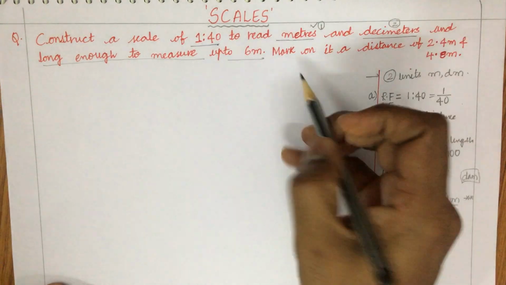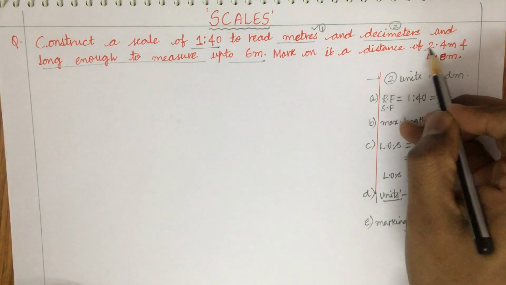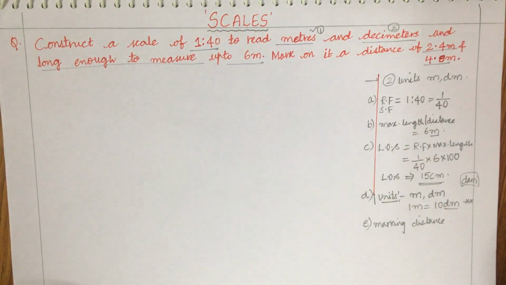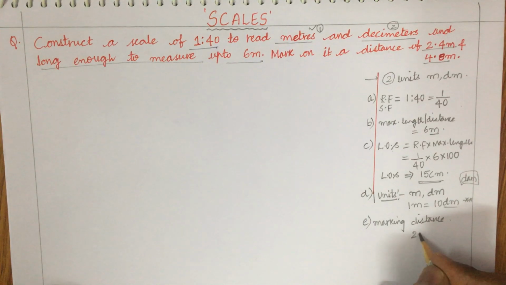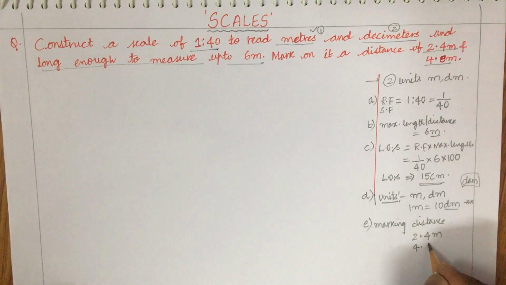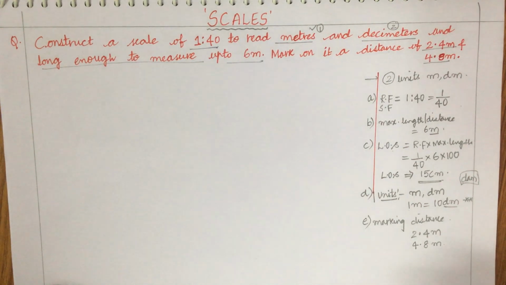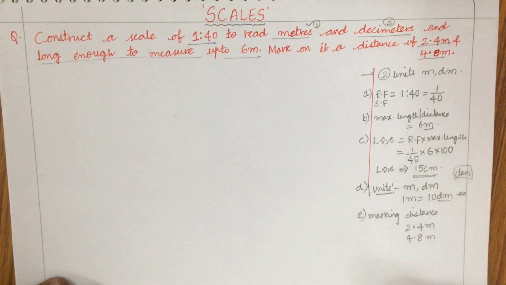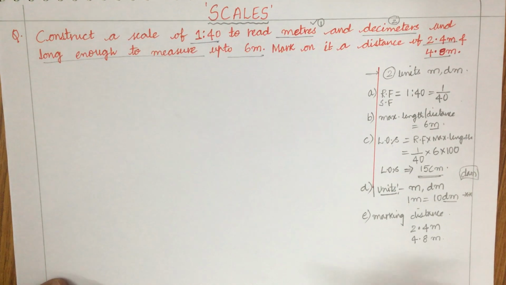If you look at this problem, mark on it a distance of 2.4 meter and 4.8 meter. Make sure to work out all of this very neatly, and you are supposed to work it all out in the booklet provided for you, not in the drawing sheet. All these calculations need to be worked out in the booklet, not in the drawing sheet.